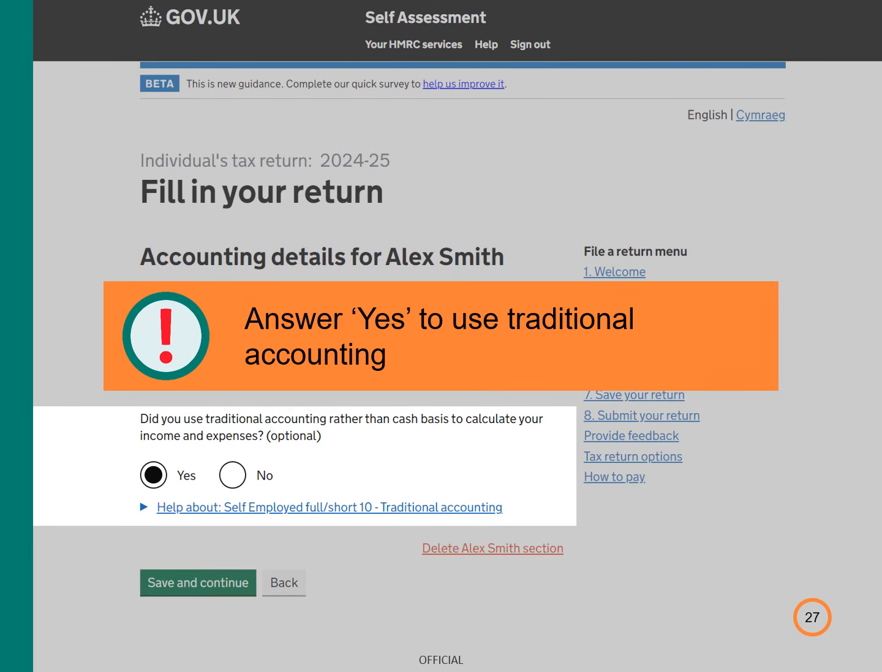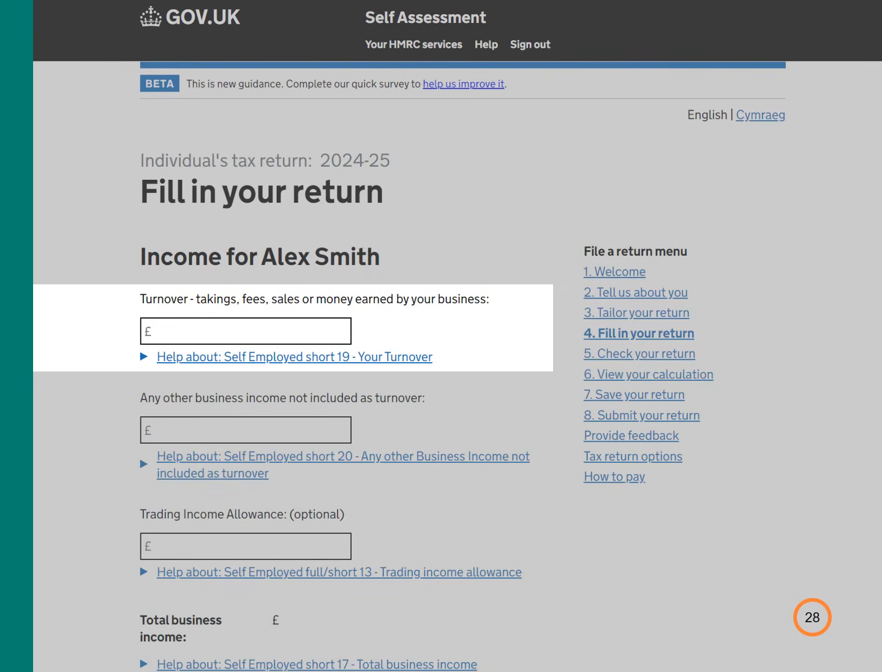So if you want to use traditional accounting or you're excluded from using cash basis, you'll need to answer yes to this question. Otherwise, answer no. The first box on this next page is for the turnover of your business in the period up to your accounting date. If you're using traditional accounting, this may include money that's due to you but not yet paid.